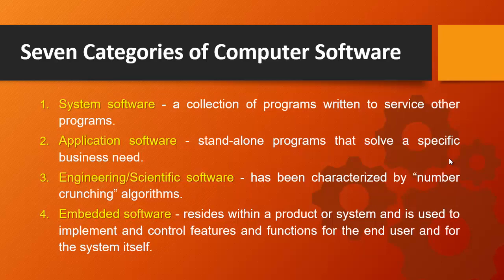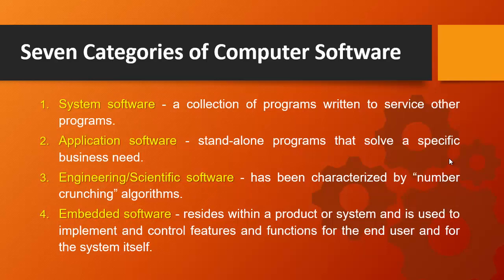Third, we have the engineering or scientific software. An engineering scientific software has been characterized by number crunching algorithms. This software is more complex compared to other software because of its applications. This software is used by engineers and scientists in different fields to help them process data from their research.